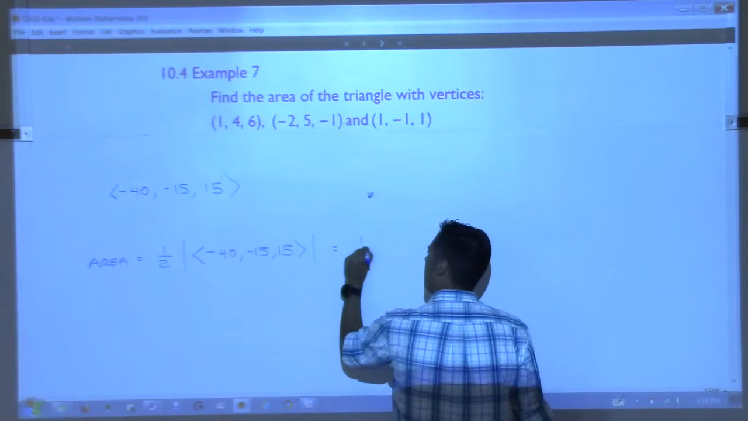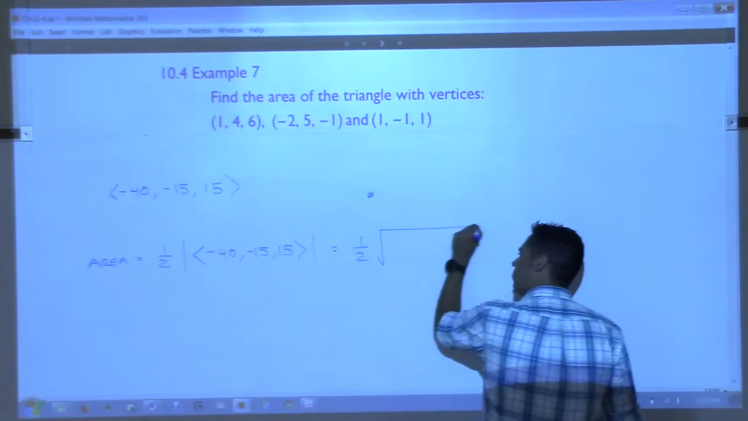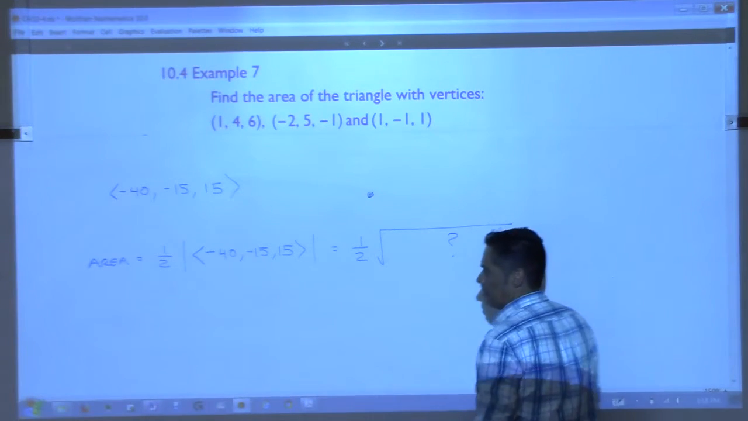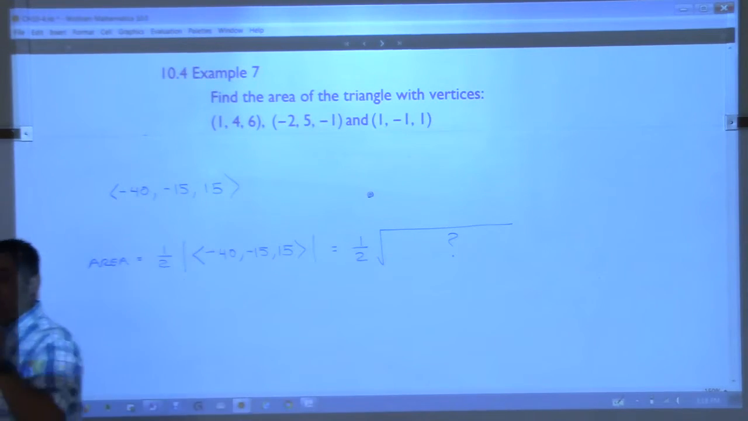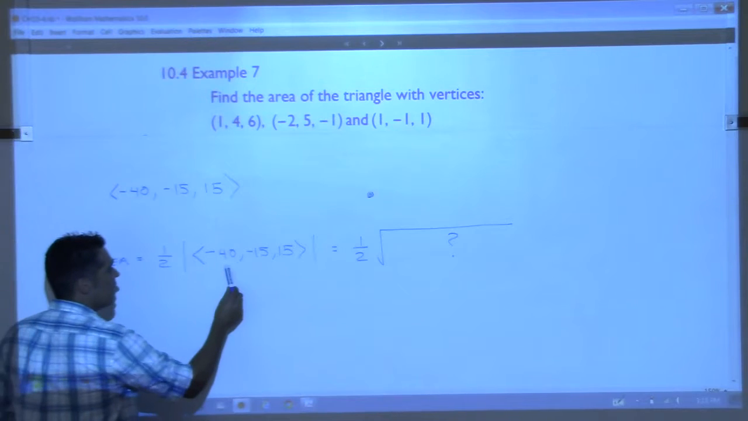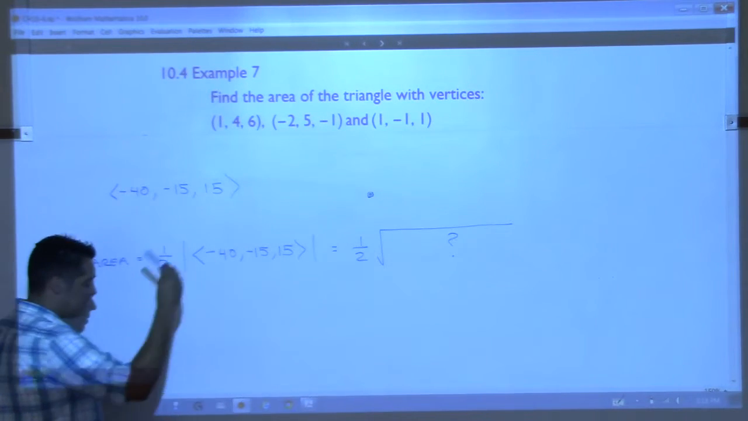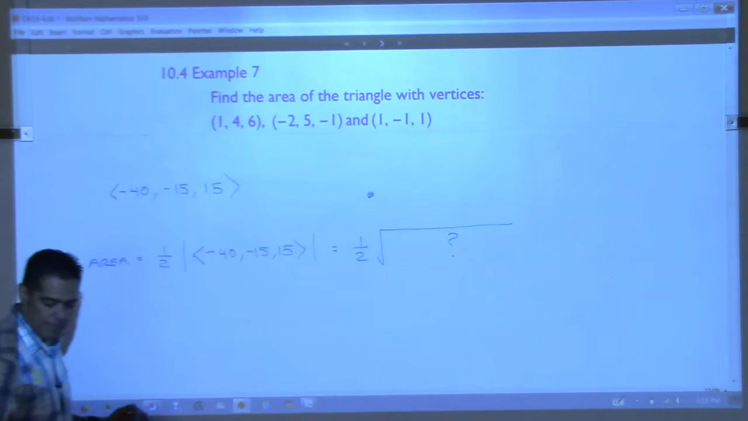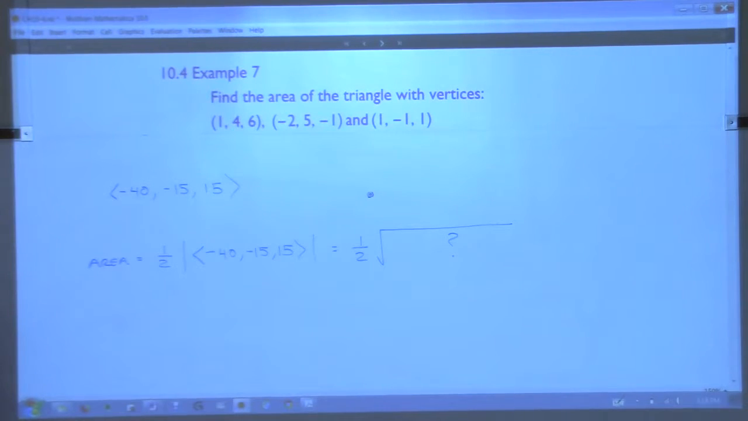Which is half of square root of something. I don't feel like doing it. You get the idea though, right? I mean, it's just an arithmetic problem. Square that, square that, square that, add them together, take the square root, take half, you're done. So pretty nice, right?